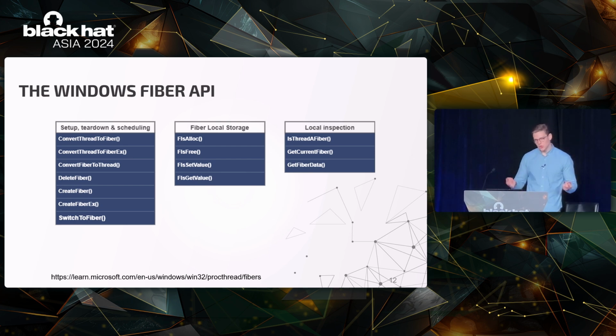And they're controlled by this simple API. And the main reason for this simplicity is that we don't have any synchronization objects to deal with. And by that, I mean mutexes, semaphores, waitable timers that you do with threads. And that's because they're inherently synchronized by the application itself using the switch to fiber function.